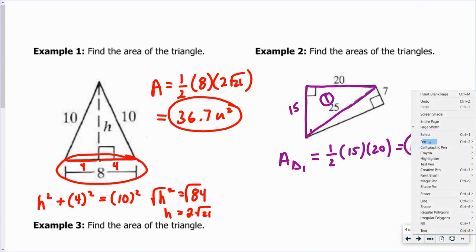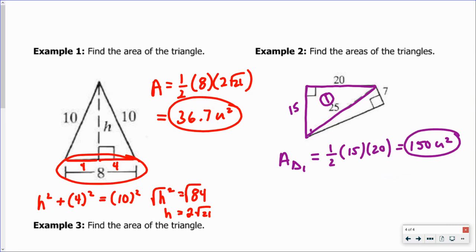And then the second triangle, which I'll outline in another color here. That's actually another Pythagorean triple: 25, 7, and 24. If you didn't recognize that those are Pythagorean triples, you can always use the Pythagorean theorem to get the missing sides. So the area of triangle 2 is 1/2 times 7 times 24, the 2 legs that are perpendicular, which is 84 square units.